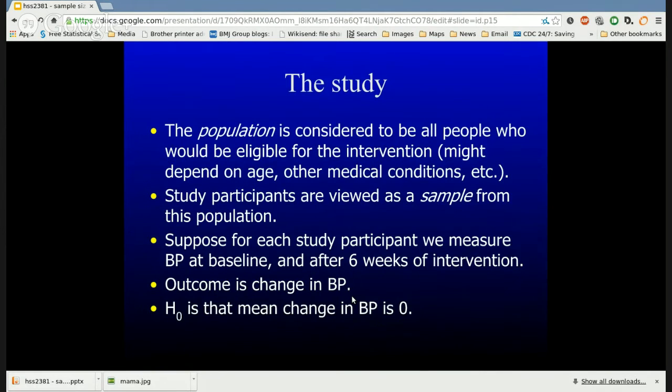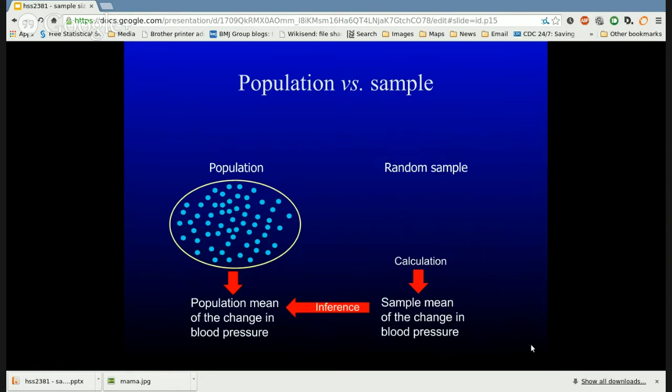So the study population is going to be all the people who would be eligible for this drug. So people who have high blood pressure. We could, in practice, limit that by their age, by their gender, by their accessibility, whether or not their life is at stake, and those kinds of things. So our study participants are, again, a sample from the study population. And in this study, we're going to measure their blood pressure at baseline and later on, 6 weeks after they get the drug. And the outcome we care about is the change in blood pressure, right? And so our null is saying that the change in blood pressure is 0. Nothing's going on. Change is 0. The drug had no effect on the blood pressure.